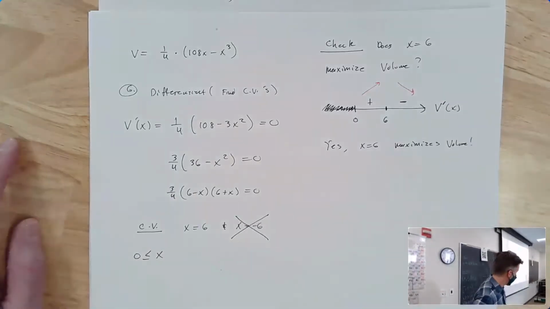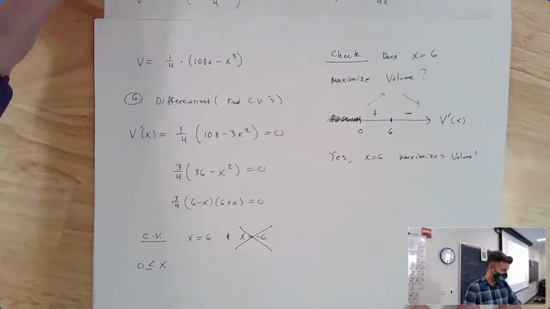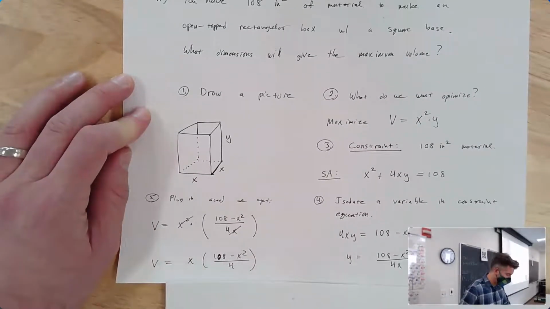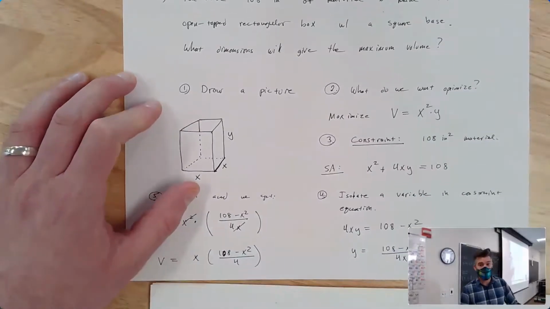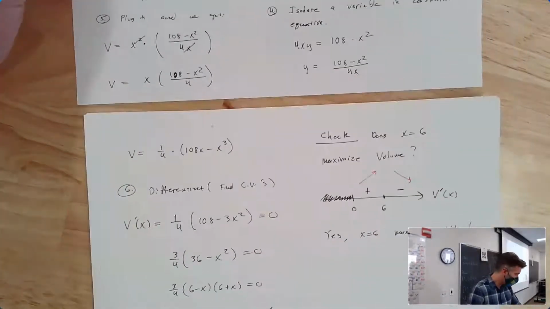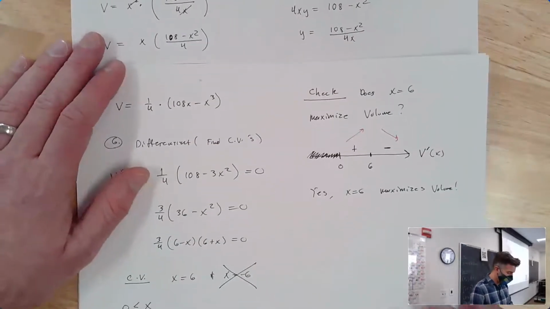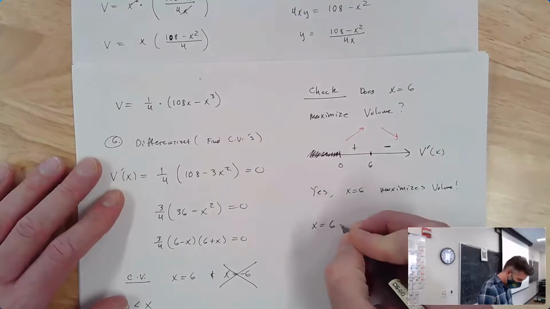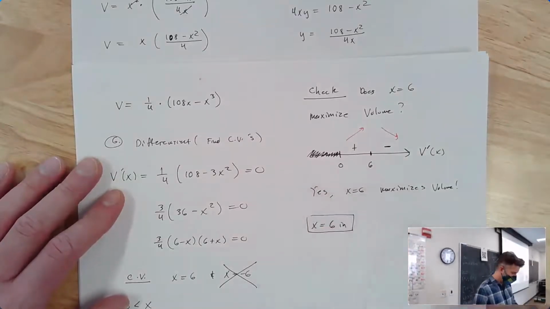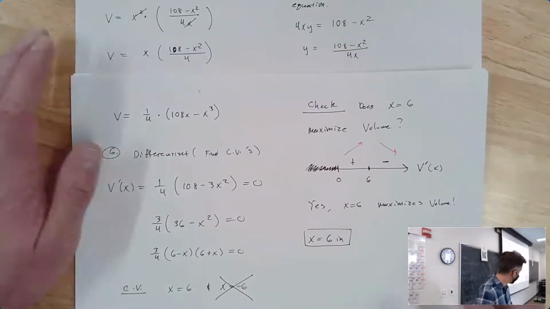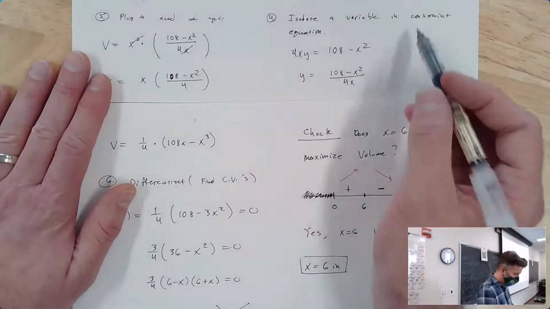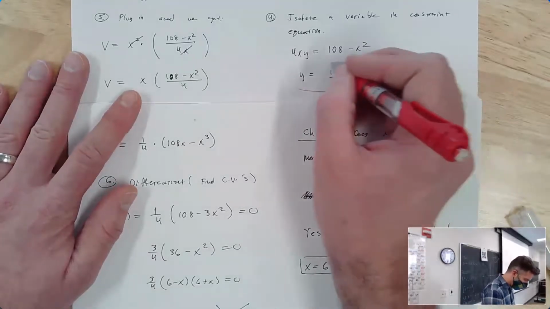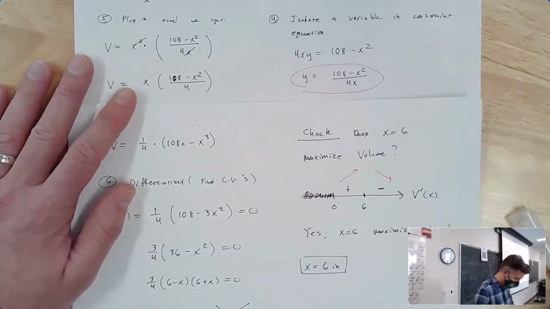We're still not done, because the question at the beginning said, what dimensions will give us a maximum volume? We found the x dimension, we still need to find the y dimension. Luckily, if you're asked to find the dimensions, usually it's pretty easy once you've found one of them. We know x equals 6 inches is one dimension. And if you look back, when you isolated one variable in the constraint, we already know what y is going to equal. There's our equation for y right there.